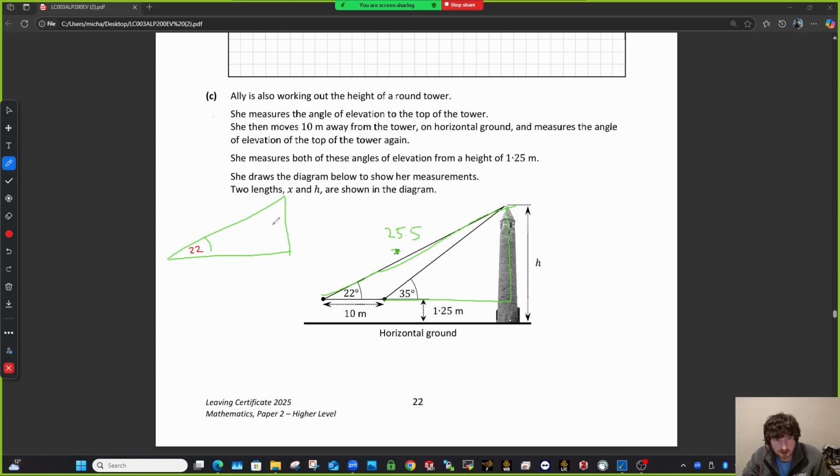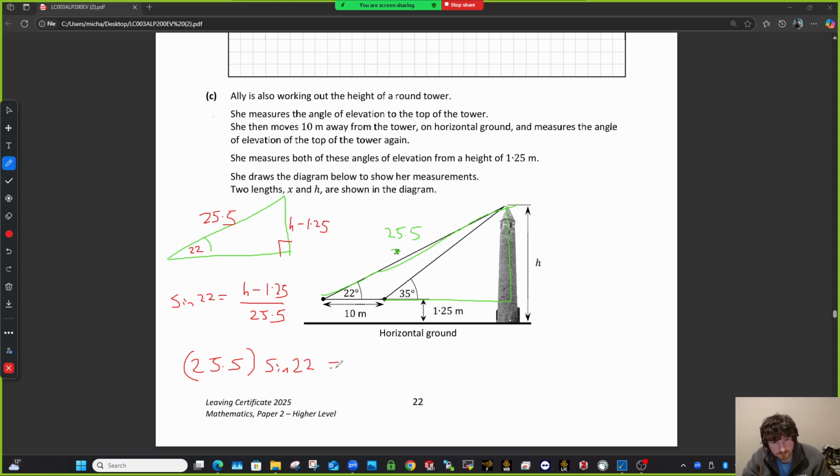This distance here is h minus 1.25. That's the way to go. That's what to call it. And then this is 25.5. We have the opposite and the hypotenuse here, so we can write sine 22 equals the opposite over the hypotenuse. And then we can multiply across, so 25.5. Ooh, 5s are starting to look like s's now. Not good.